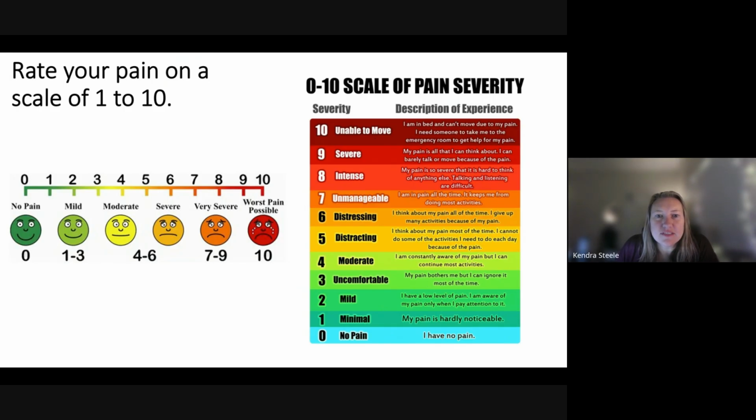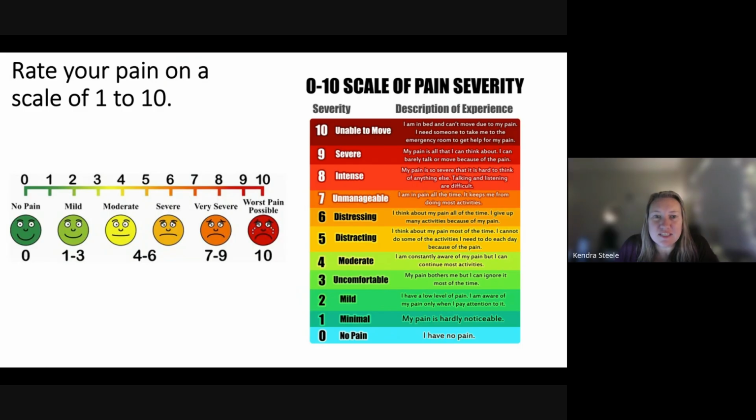Number 5, distracting. I think about my pain most of the time. I cannot do some of the activities I need to do each day because of the pain. Maybe it's difficult or hurts to do stairs, so you do not go downstairs to the basement to do laundry. Maybe it hurts to bend your knee, so it is difficult to use the bathroom. That's important to tell your provider.